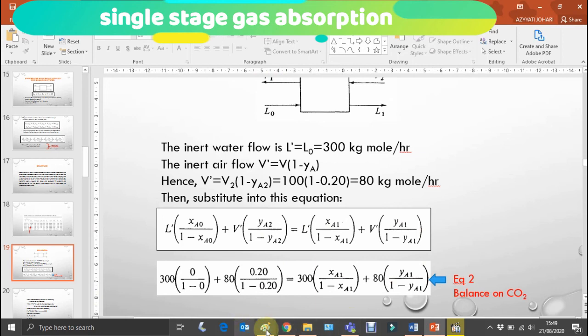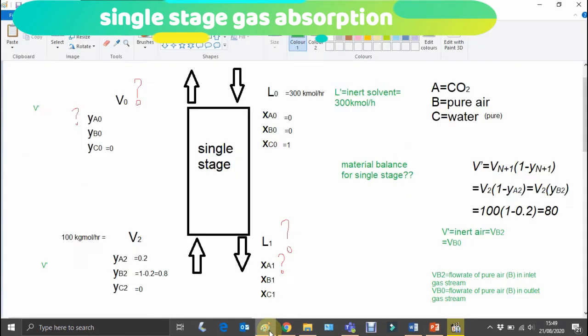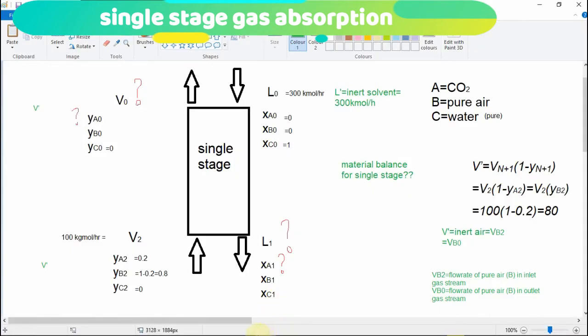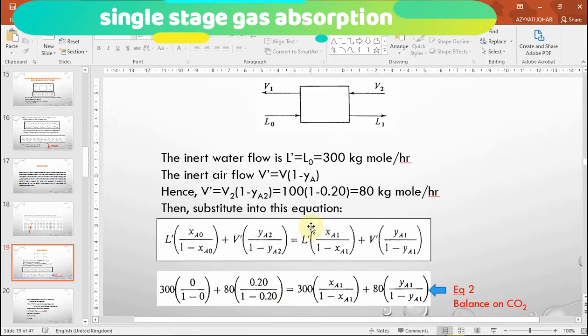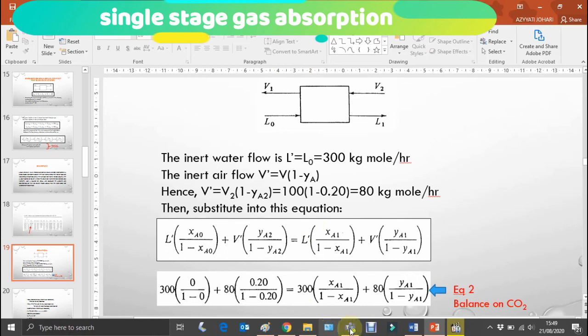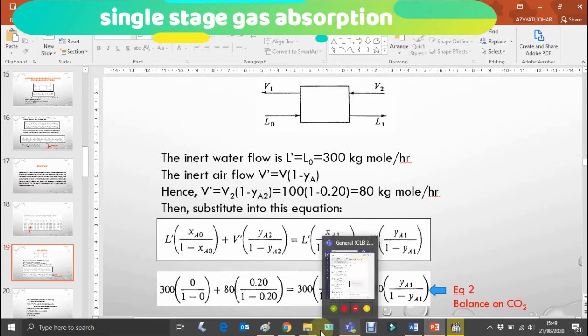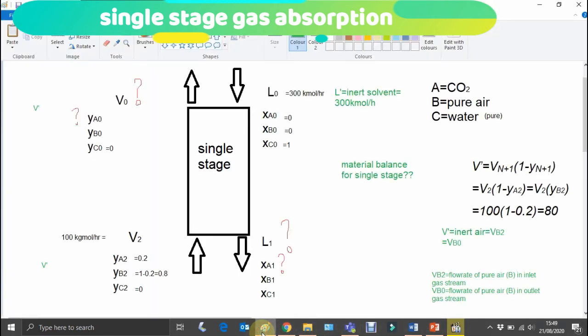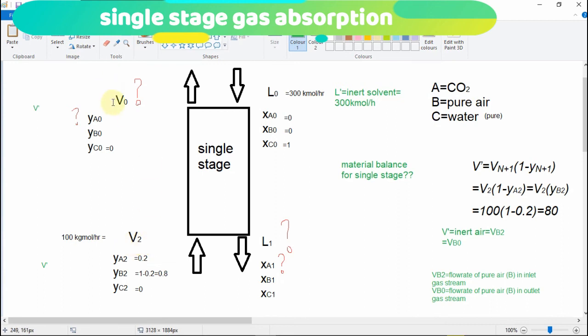XA1 and YA1, actually we don't have the values. Okay, so let them be unknown. Oh, I made a mistake. So this is V2, and what goes out from the system is V1. So this is stream 1, so this will be 1.